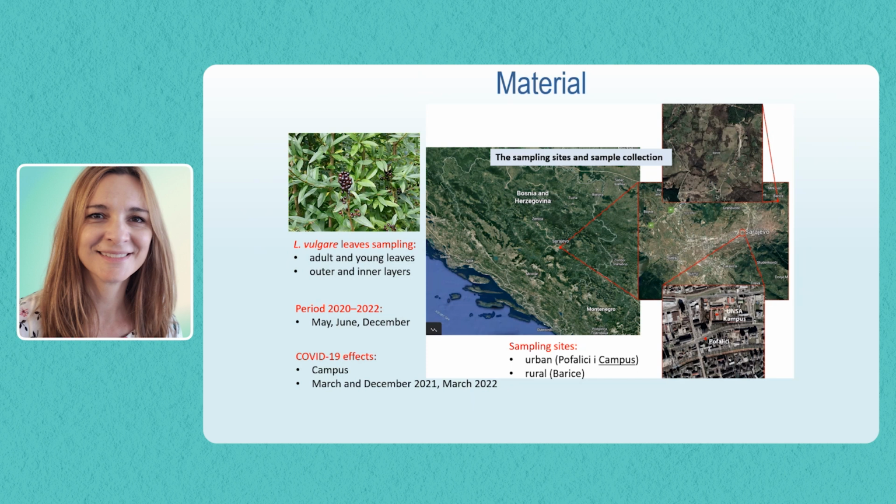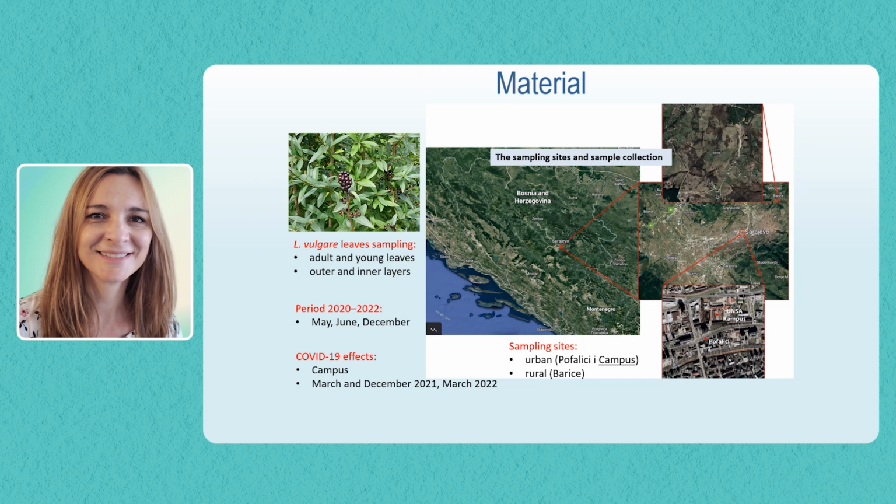So we first started with the campus site to establish the model, to optimize the methodology and so on. So that's why the campus area has the most samples taken from that area. We also included one additional urban site, which is Pafalići area close to the busy road. And as a control, we collected the samples from Barica region, which is a recreational area close to Sarajevo.